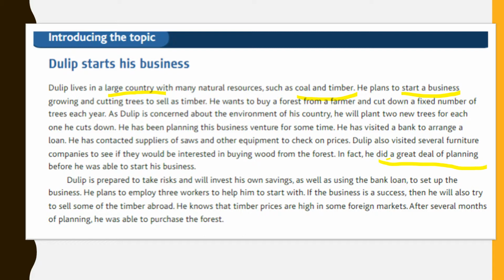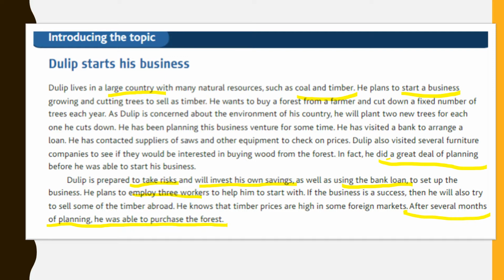Dulip is prepared to take risk and will invest his own savings as well as using the bank loan to set up the business. He plans to employ 3 workers to help him to start with. If the business is a success, then he will also try to sell some of the timber abroad. He knows that timber prices are high in some foreign markets. After several months of planning, he was able to purchase the forest.